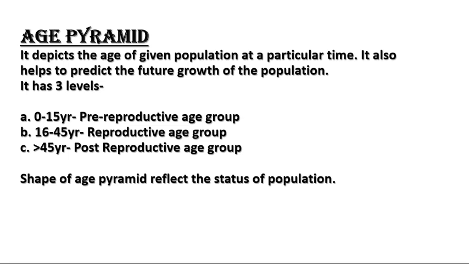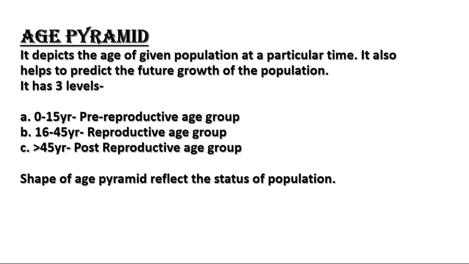Next we will talk of age pyramid. If we study population, the very important thing we need to know is the current age of that population. Whether the population is having more people from the pre-reproductive age or from the post-reproductive age or from the reproductive age group. Now what do you mean by pre-reproductive, post-reproductive and reproductive?